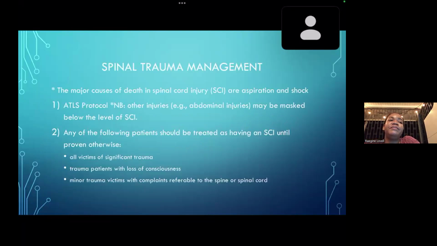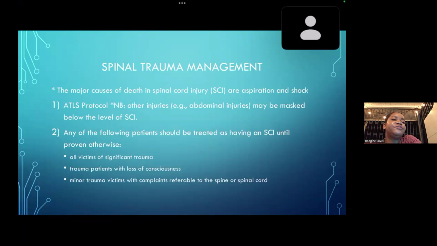Of course, management begins with initial survey under ATLS protocol. So airway takes precedence, then breathing, then circulation and control of hemorrhage, followed by a brief neurologic exam. It's important to note that other injuries may be masked below the level of the spinal cord injury.